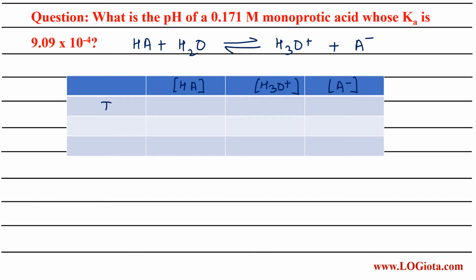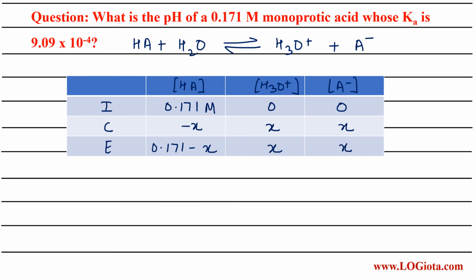Next we will write the initial, change and equilibrium. So this is an ICE table. Initially the concentration of HA was 0.171 molar and H3O positive was 0 and A negative was also 0, because initially there are no products. Next is what is the change. So consider the change as x. So HA will be minus x, H3O positive will be x and A negative will be x. Right? At equilibrium it will be 0.171 minus x, and H3O positive will be x and A negative will also be x.